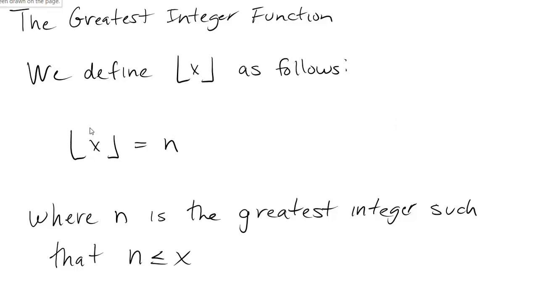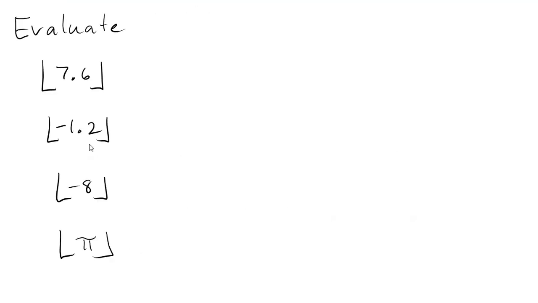It says for an input x, the greatest integer function will output a value n, where n is the greatest integer such that n is less than or equal to x. So it rounds down to the next smallest integer, unless you're already at an integer, and then it leaves it alone. I know that's kind of confusing to say, so we're going to do some examples. So let's evaluate each of these four.